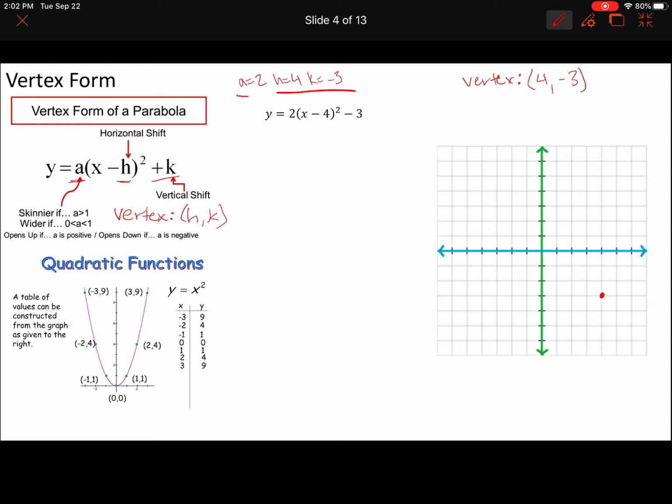And what does A tell us? Looking at A over here, that tells us if it's going to be skinny or wide. And A is bigger than 1, so that means this is going to be skinnier. It's going to be taller than it was before.